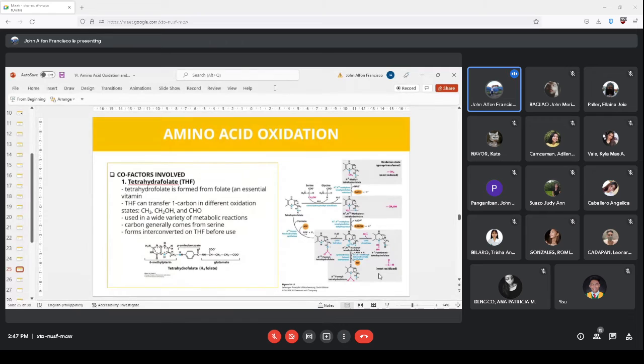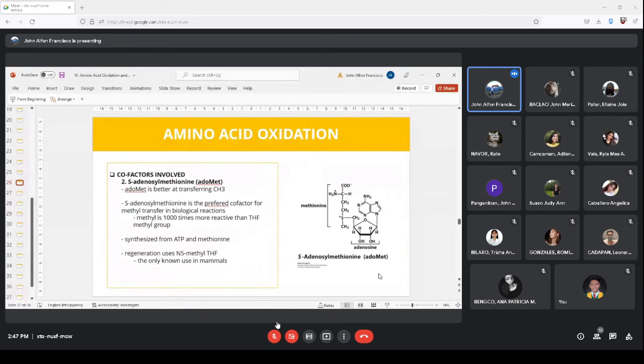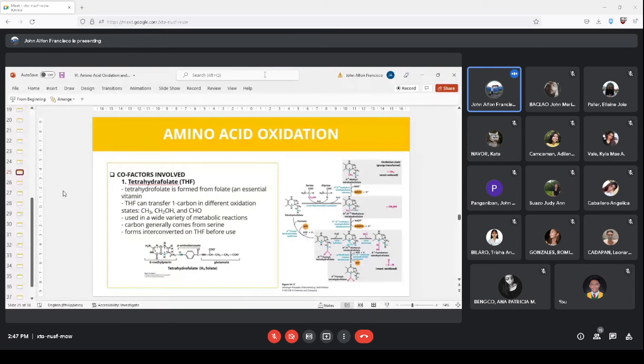Right. These are the cofactors involved in amino acid oxidation. First is tetrahydrofolate or THF. Tetrahydrofolate is formed from folate, an essential vitamin. THF can transfer one carbon in different oxidation states: either methyl, alcohol, or aldehyde. It is used in a wide variety of metabolic reactions; the carbon generally comes from serine and forms interconverted on THF before use.